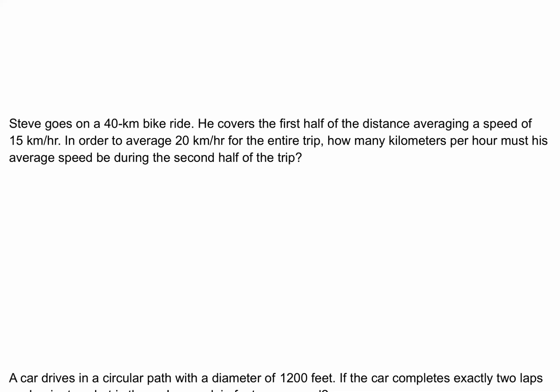First part, 80 minutes, 40 minutes left to do 20 kilometers, which is 30 kilometers. Okay, yeah, let's solve it that way. So, we have 20 kilometers per hour for the entire trip, right? How many kilometers per hour must his average speed be during the second half of the trip? So it's a 40 kilometer bike ride, so it should be 2 hours, right? 2 hours.